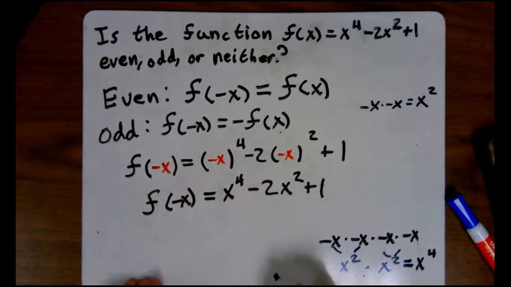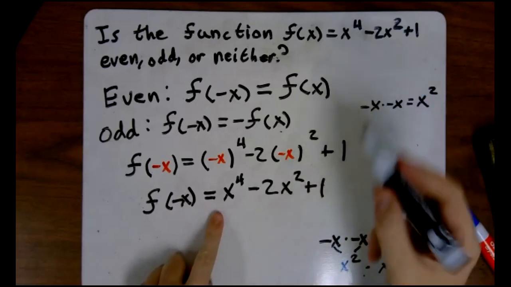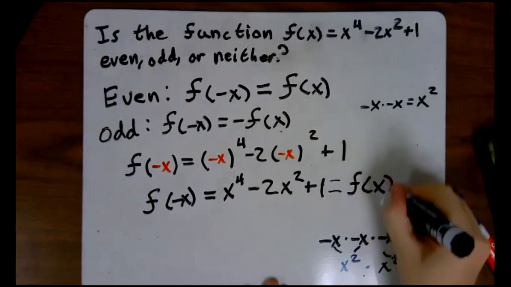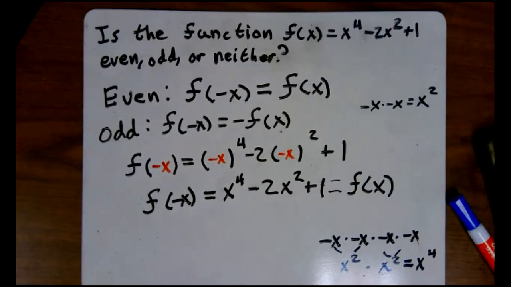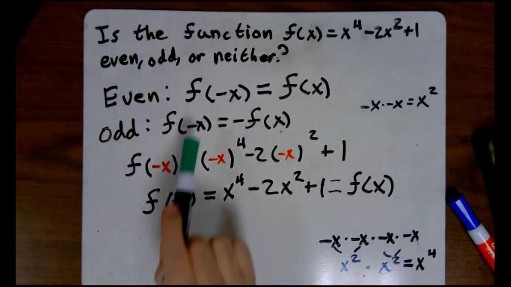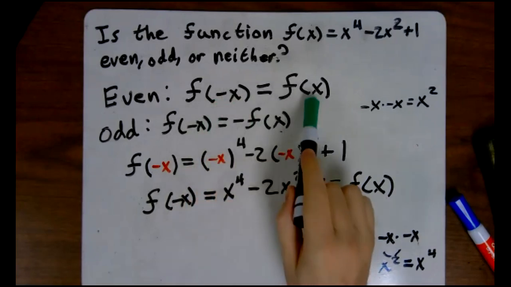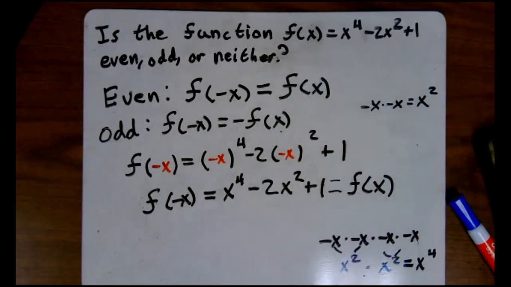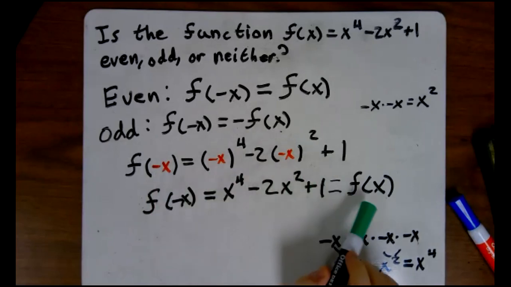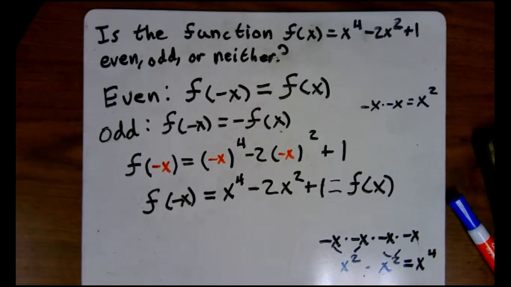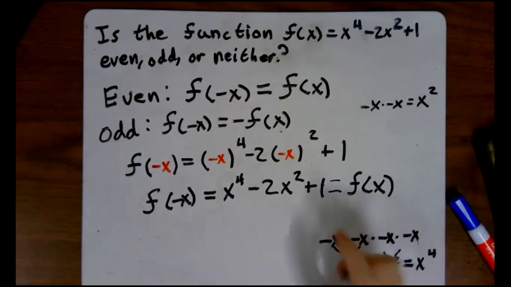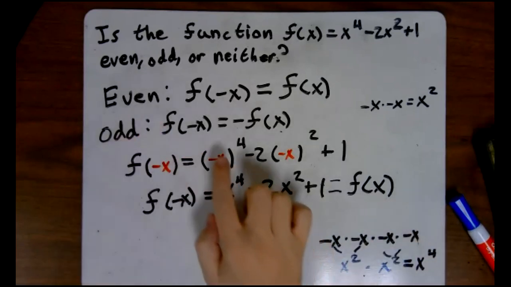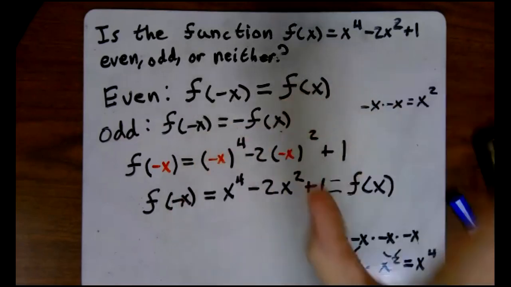Well, look at that. Plugging in negative x gave us back what we started with. So is this function even or odd? Even. It is even because plugging in negative x gives us the same result as f of x. Make sense? It's actually pretty straightforward. If plugging in negative x gives you the same result as plugging in regular x, then it's even. For odd functions, plugging in a negative x would give you the same result, just with everything having swapped signs.